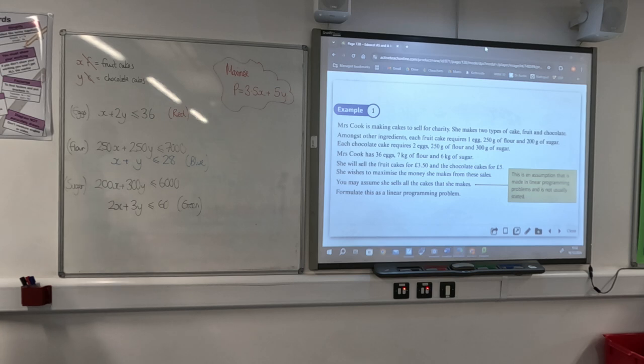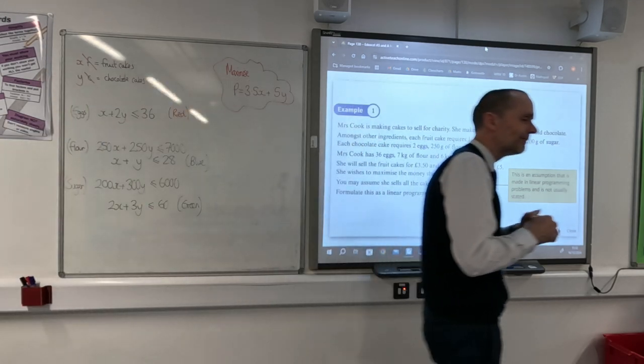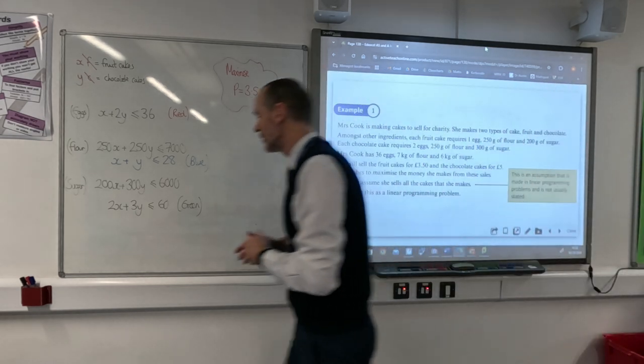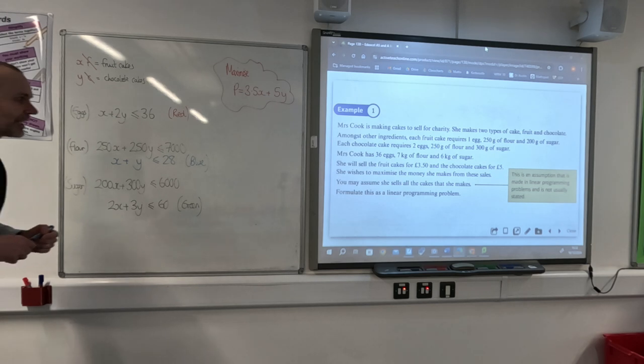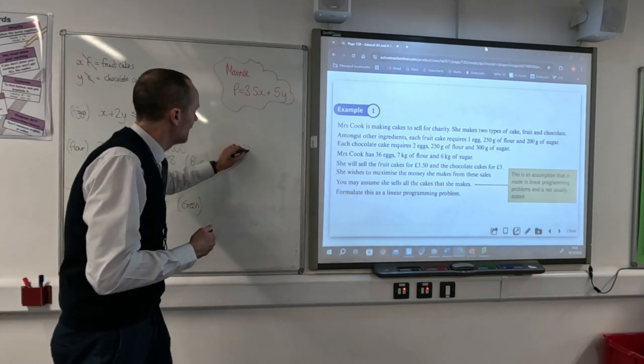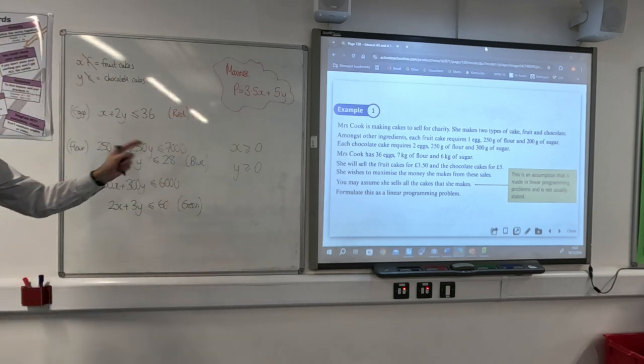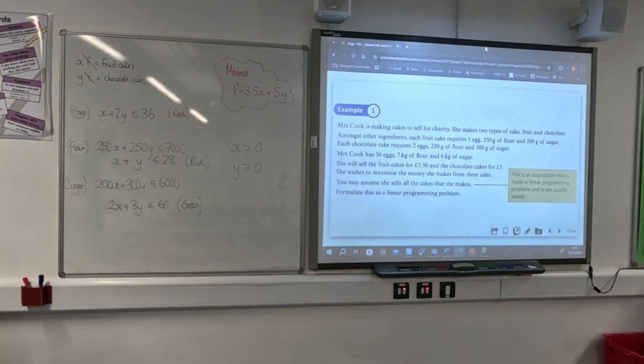What do you think, Ethan? X and y have to be integers. Got to be integers? And not just any old integer? Yeah, possibly. Yeah, x and y can't be negative. You can't make a negative number of cakes, and I suppose you can make 1.5 cakes, but we're assuming that she's going to make whole numbers of cakes. So really, I should have stated that x and y should be greater than or equal to 0. Could be 0. She could decide just to make only fruit cakes or only chocolate cakes.